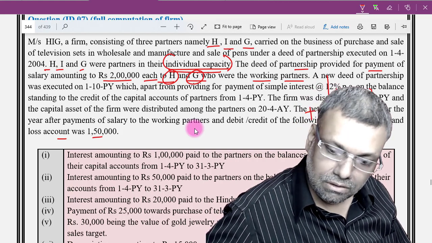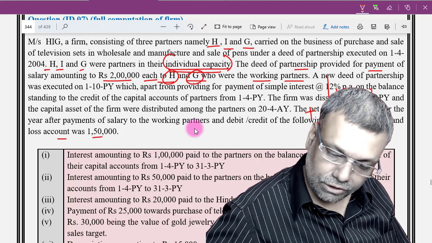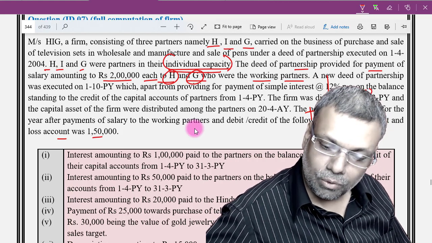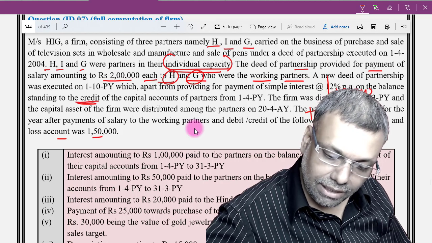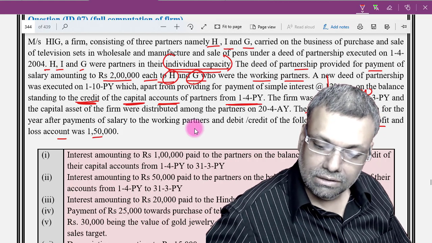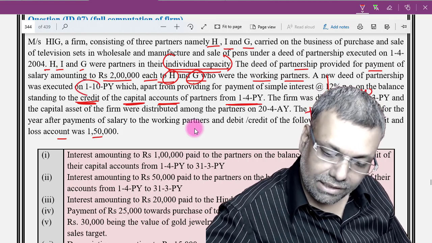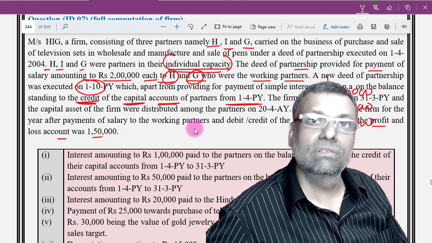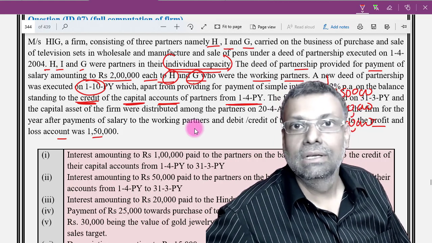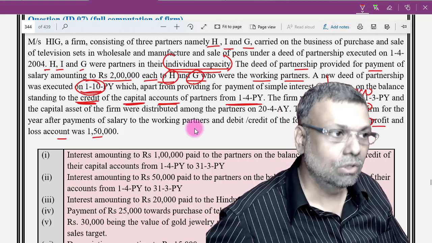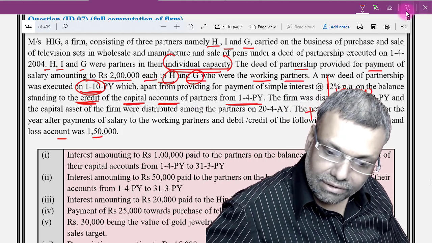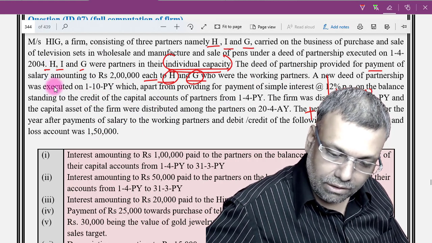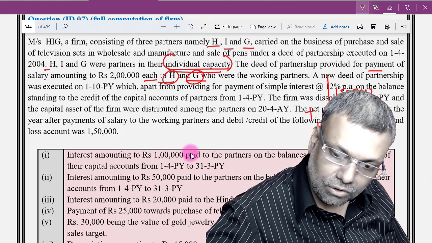Add 2 lakhs. Okay. A new deed of partnership was executed on 1st October of the previous year. Apart from that, it provides for the payment of simple interest of 12% on the balance standing to the credit of the capital accounts of the partners from 1st of April. Now see, you're executing the deed on 1st of October, and you are saying that I will provide for the interest from the 1st of April, something like retrospective effect, but that will not be accepted. The period of authorization will be taken as from 1st of October only. So the authorized period for which there is an interest transaction will be undertaken for all these things. So this is one of the points you have to keep in mind, that your authorization period is from 1st of October.